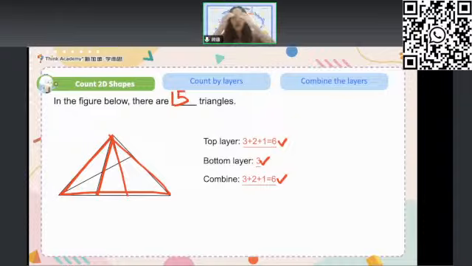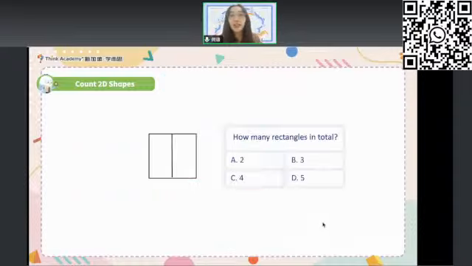For such figures, it is quite popular in P2 SASMO. And when you move on to P3, you will see that the same concept and the same method will show up again, but the figure will be more complicated, okay? So after New Year, I will show you more about that.